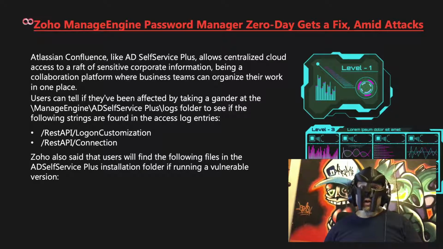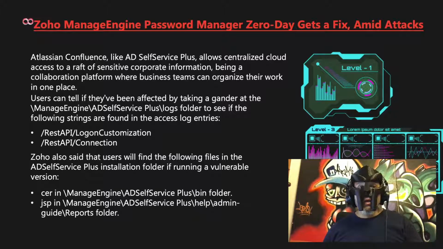Zoho also said that users will find the following files in the ADSelfService Plus installation folder if running a vulnerable version: a file in the ManageEngine ADSelfService Plus bin folder, and a JSP in the ManageEngine ADSelfService Plus help admin guide reports folder.